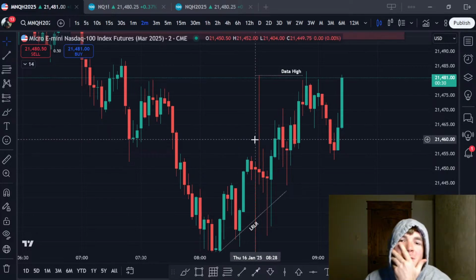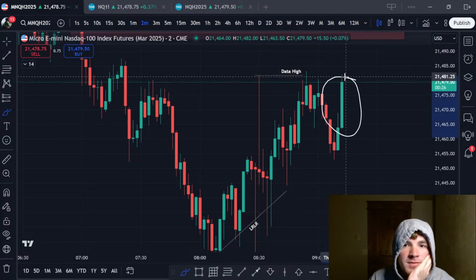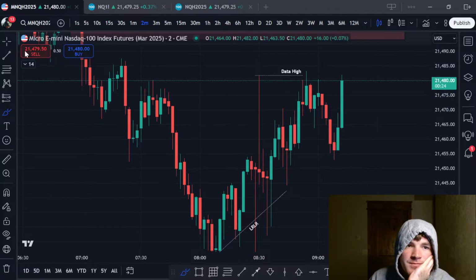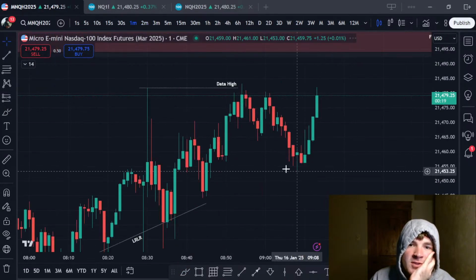Okay, we're just waiting. We are getting some bigger candles here, so that's good. But yeah, this is the reason that I did not take this inversion here.